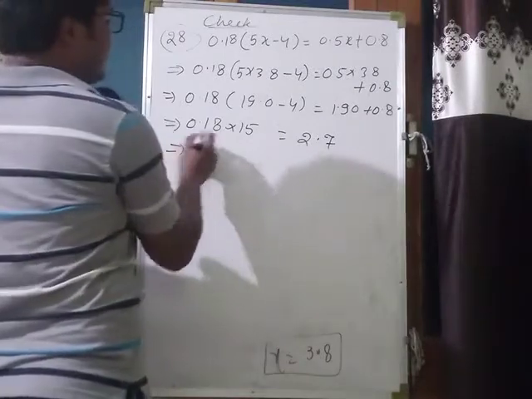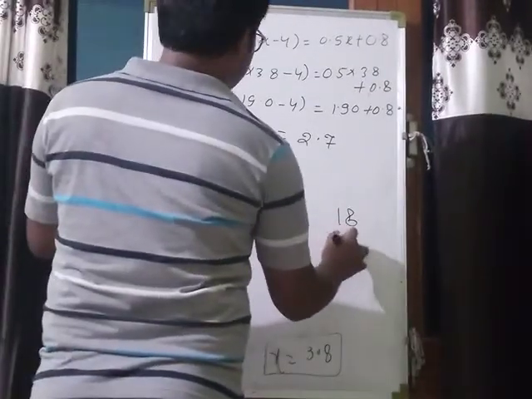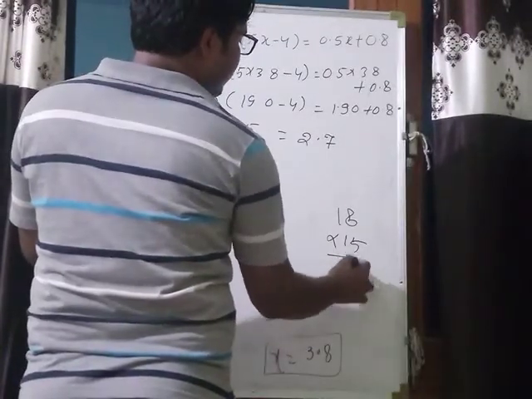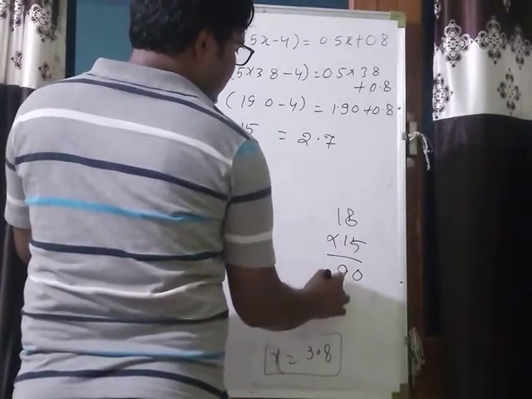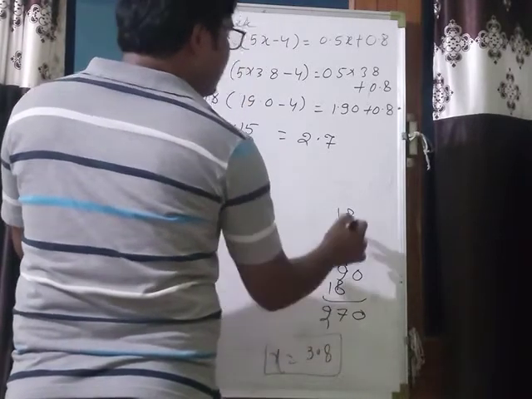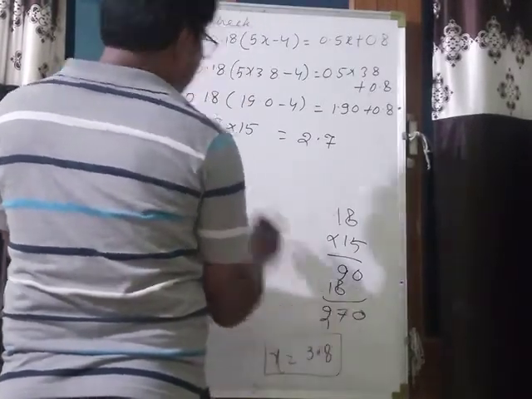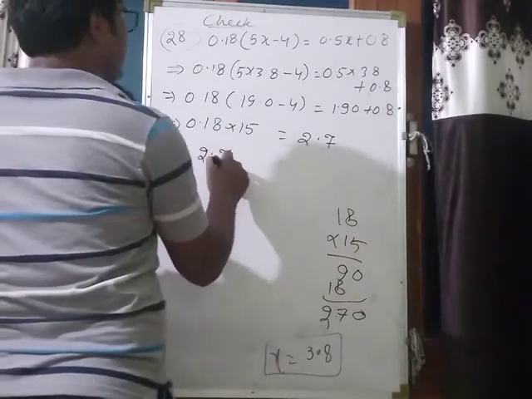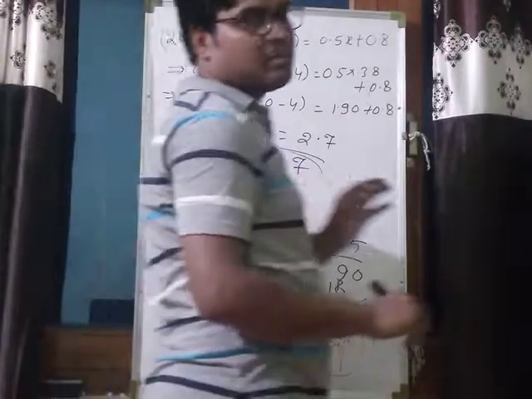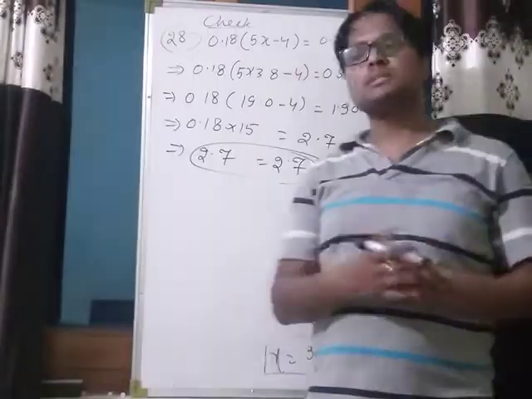And on the left side multiply 18 by 15, that will be 5 8s are 40, 5 into 5, 4 9, and this is 18. So it will be 2.7, with the decimal here, and the right side is also 2.7. So left side and right side are both the same, that's why our answer is correct.